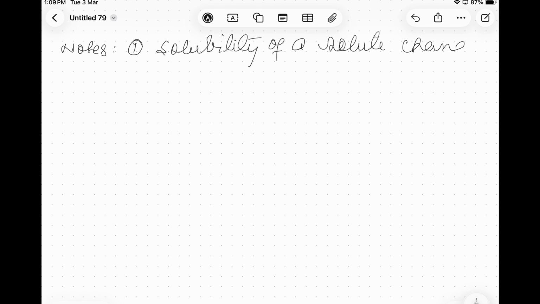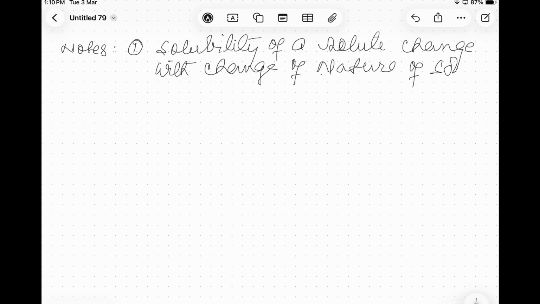changes with change of nature of solvent. It means same NaCl has different solubility in water and in alcohol at same temperature. So with the change of nature of solvent, the solubility of a solid changes.